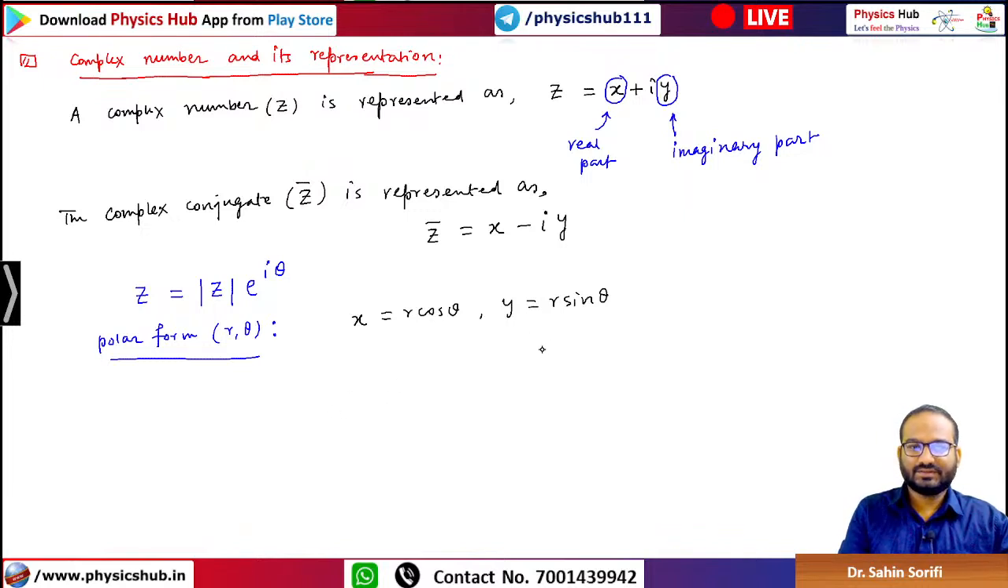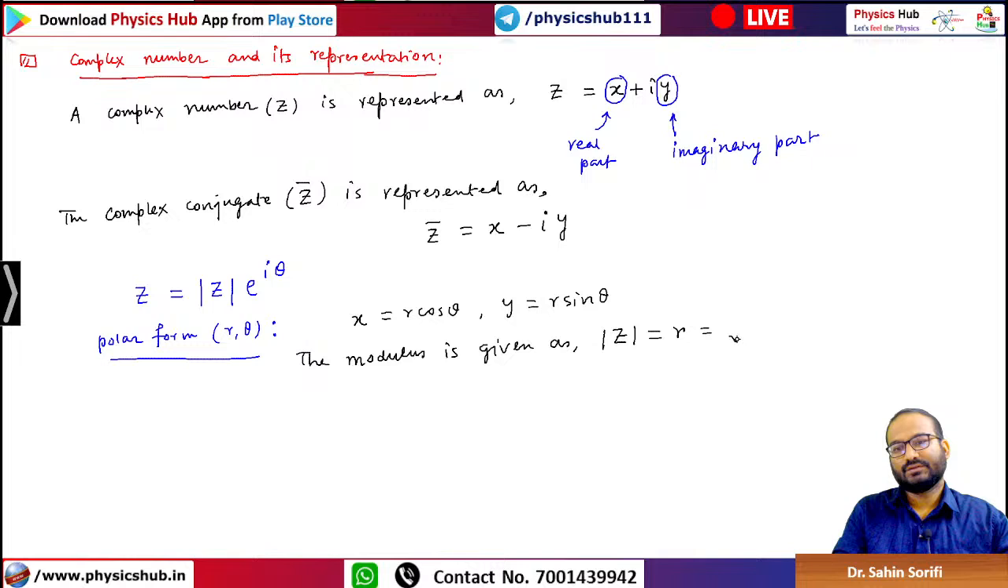And the modulus of z is given as r, which equals root over x square plus y square.